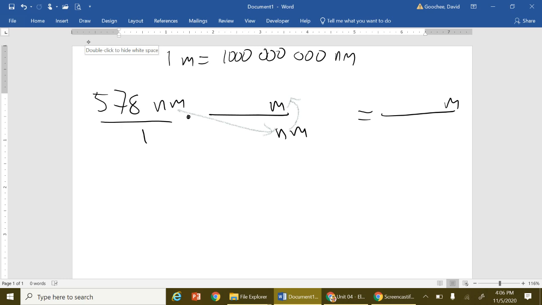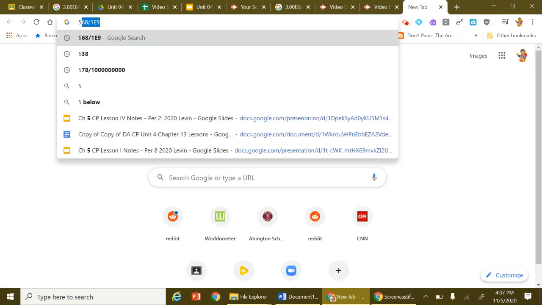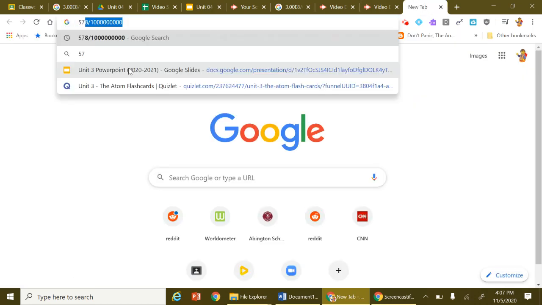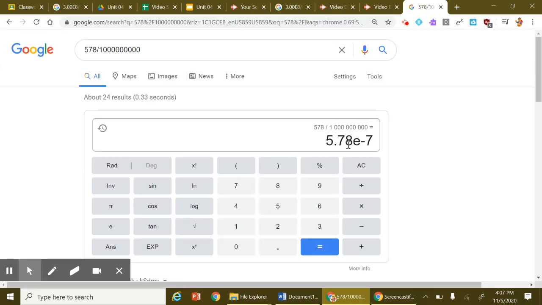1, 2, 3, 4, 5, 6, 7, 8, 9. 1 times 10 to the 9th nanometers. Okay, so basically I'm taking 578 and dividing by a billion. Remember, you don't need dimensional analysis to tell you how to multiply or divide, just to let you know when you are multiplying and when you are dividing. So I'm going to do 578 divided by a billion. All right, so 5.78 times 10 to the negative 7th meters.